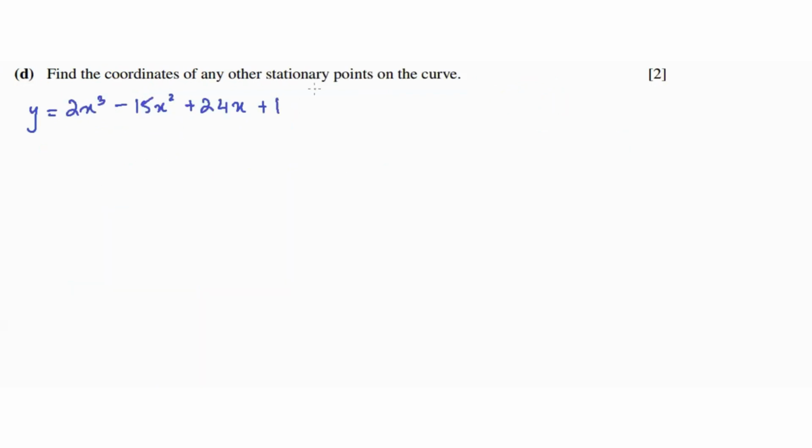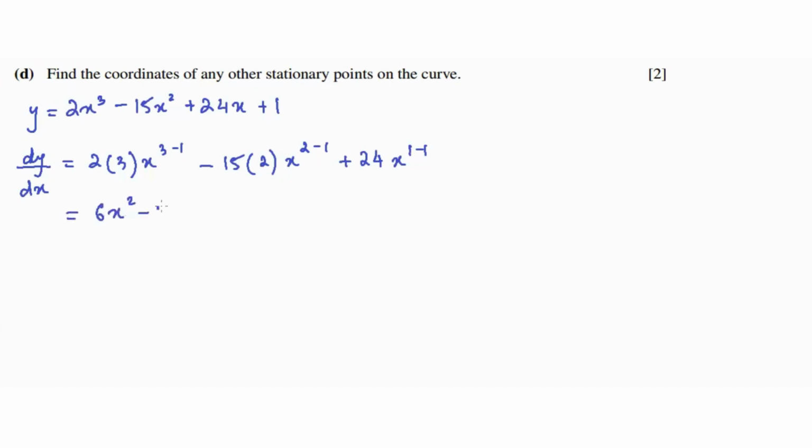So now it's asking us to find the stationary points on the curve. We only had one stationary point in the previous case. It's asking us to find any other. So we differentiate the equation of the curve that we found in the previous part. That's going to be 2 times 3 times x to the power of 3 minus 1, minus 15 times 2 times x to the power of 2 minus 1, plus 24 x to the power of 1 minus 1. As we know that the derivative of a constant would be 0, so 1 disappears. So 6x squared minus 30x plus 24.